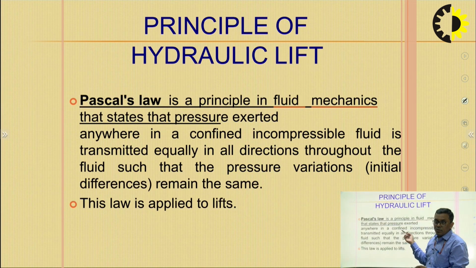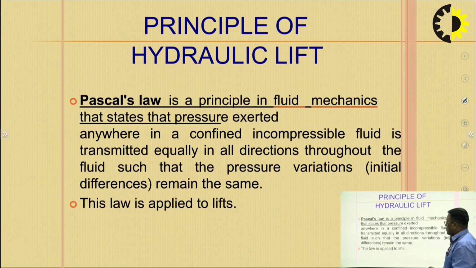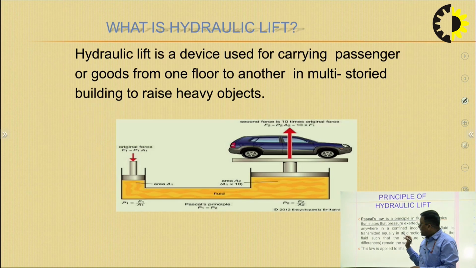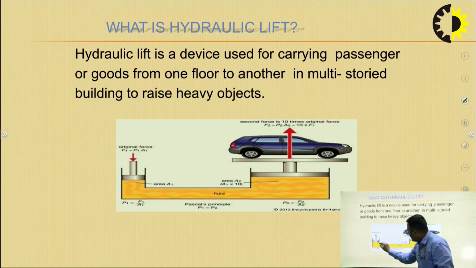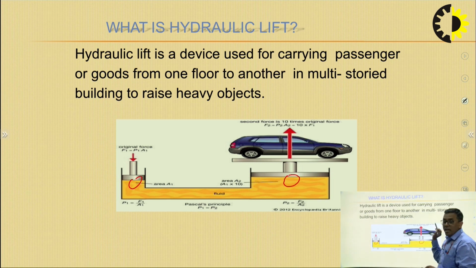Already I covered Pascal's law in my previous videos, so I am not going into the detail. I am only reading the statement. So for a confined incompressible fluid, the pressure is transmitted equally in all directions throughout the fluid, such that the pressure variations remain the same. What is the meaning of this?